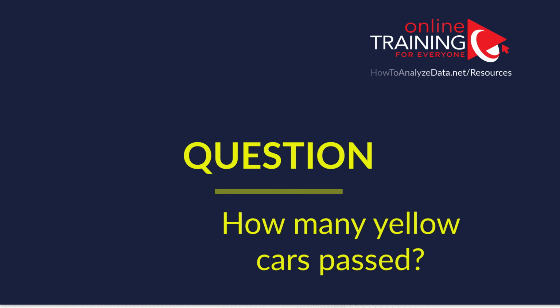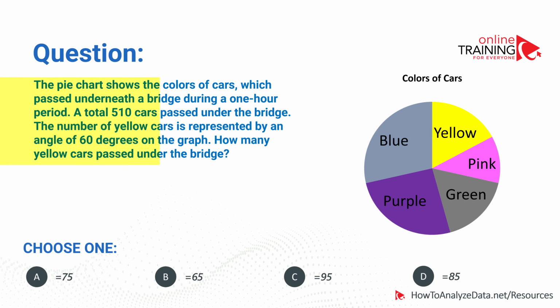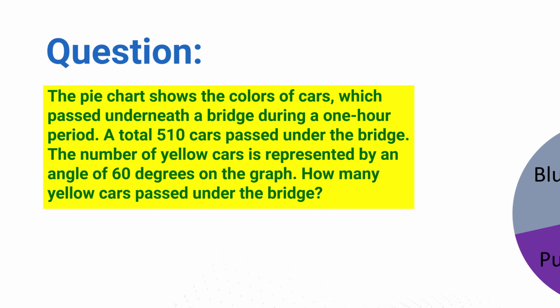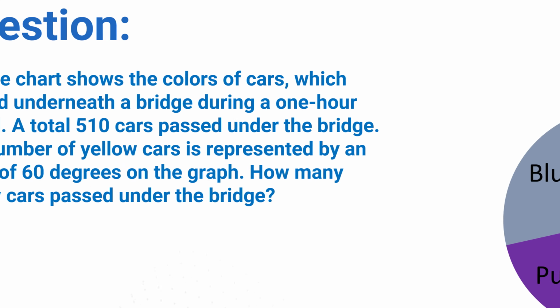Now let's look at a question which is frequently used as part of logical reasoning tests. It tests your knowledge of math, abstract reasoning, and numerical reasoning. The pie chart shows the colors of cars which passed underneath a bridge during a 1-hour period. A total of 510 cars passed under the bridge. The number of yellow cars is represented by an angle of 60 degrees on the graph. How many yellow cars passed under the bridge?